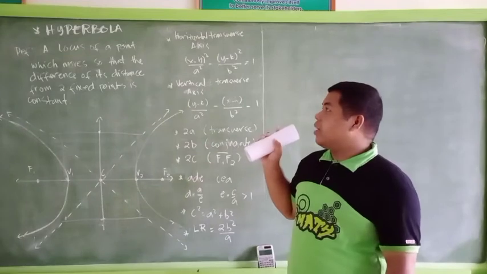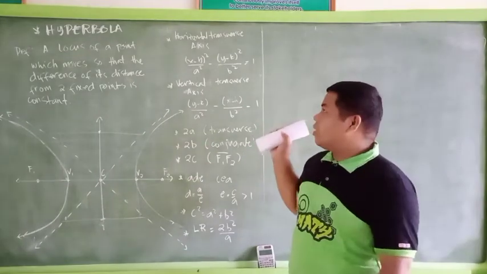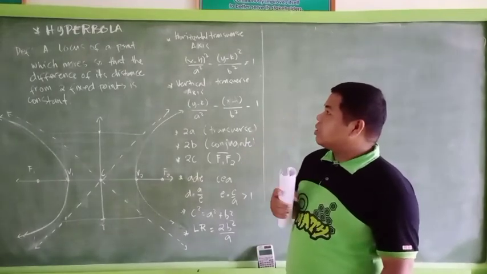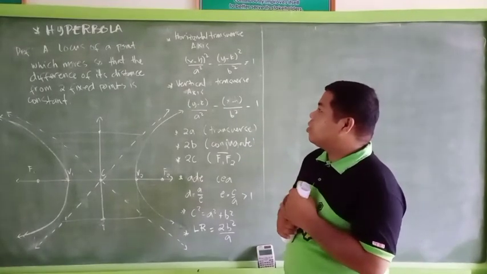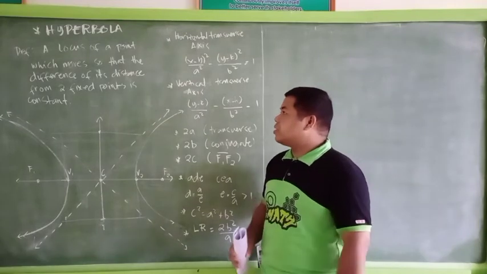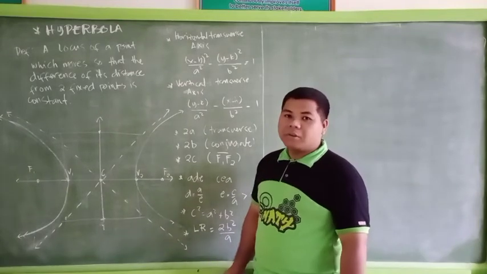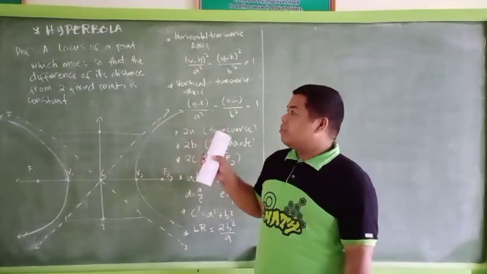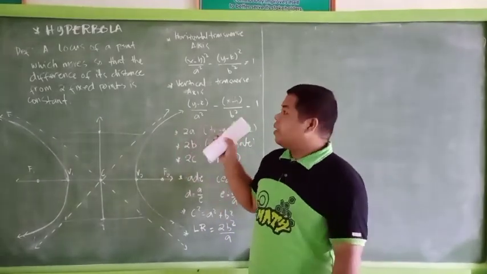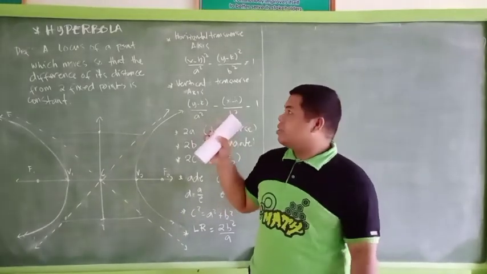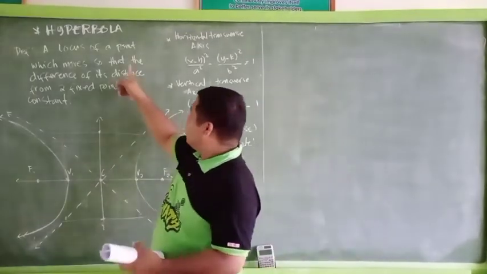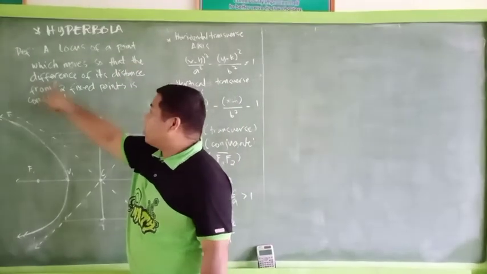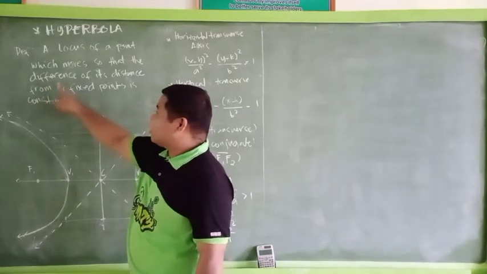So for now naman guys, pag-aaralan naman natin is yung hyperbola. So as definition says, it is a locus of a point daw which moves so that the difference of its distances from two fixed points is constant. So kung makita nyo sa definition natin, parang the same lamang siya sa definition natin dun sa ellipse. The difference lamang dito is, yung sa ellipse kasi, sum yung nakasulat. So dito kasi sa hyperbola, yes, difference.